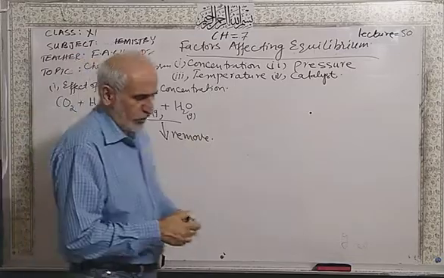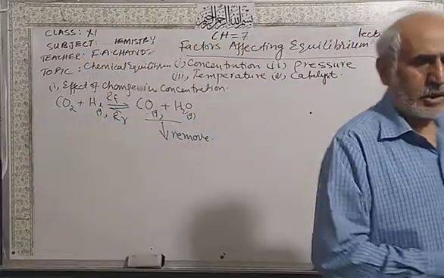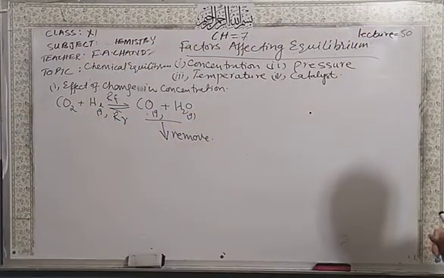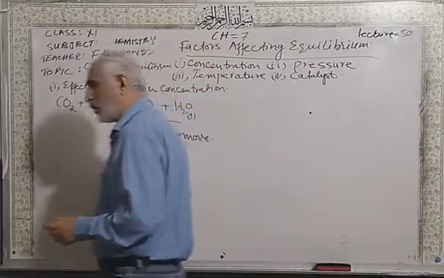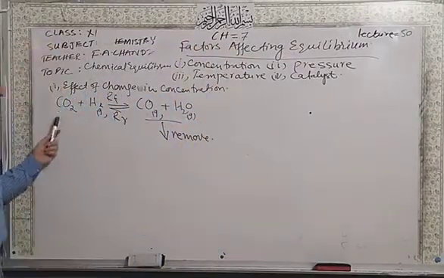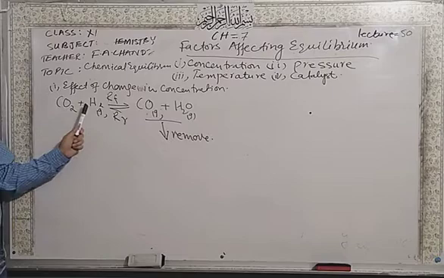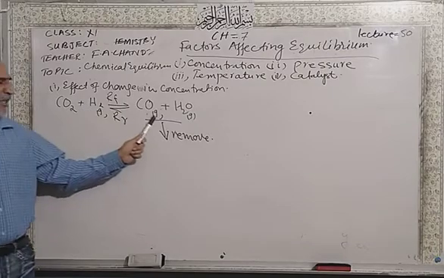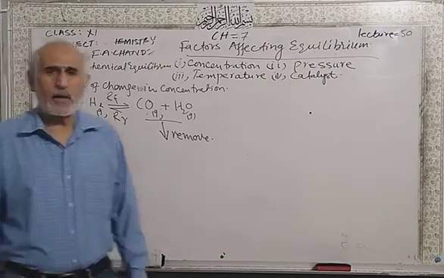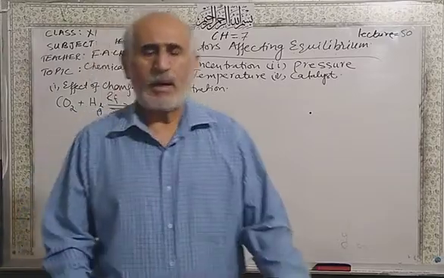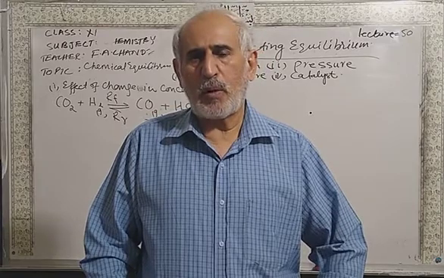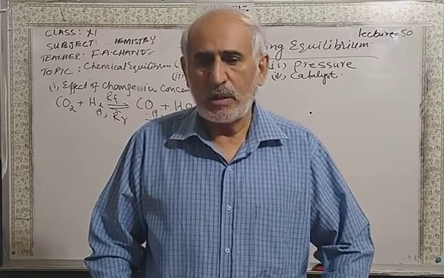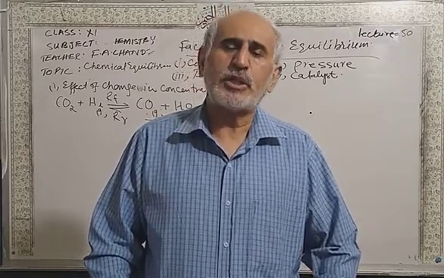Then if you remove something from the product side, you are removing carbon monoxide or water from the product side, so the concentration of product is going to be decreased again. Then these reactants combine with each other and the reaction will move towards the product side, towards the right side, until the new equilibrium is formed with the new concentrations according to Le Chatelier's principle.